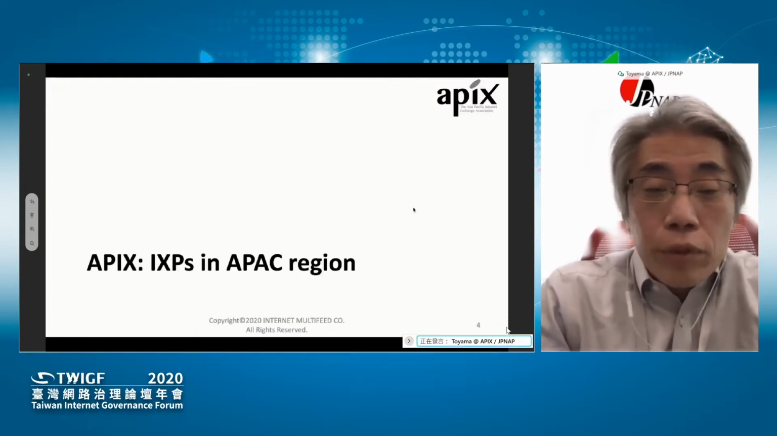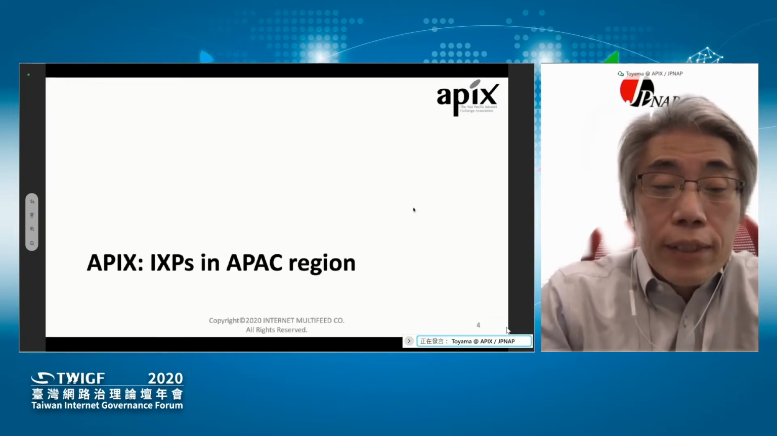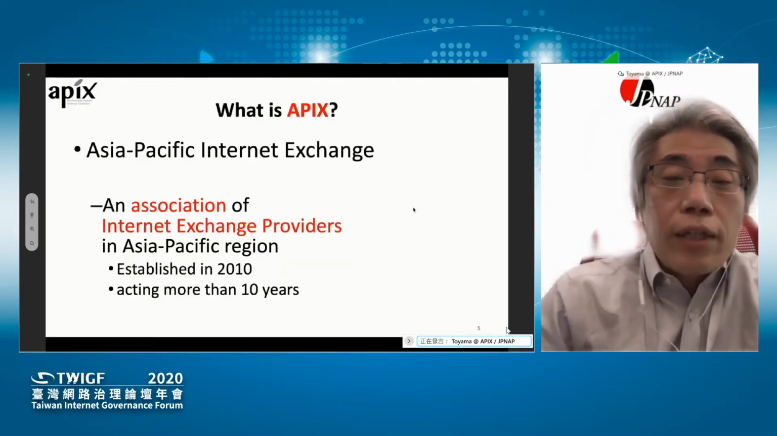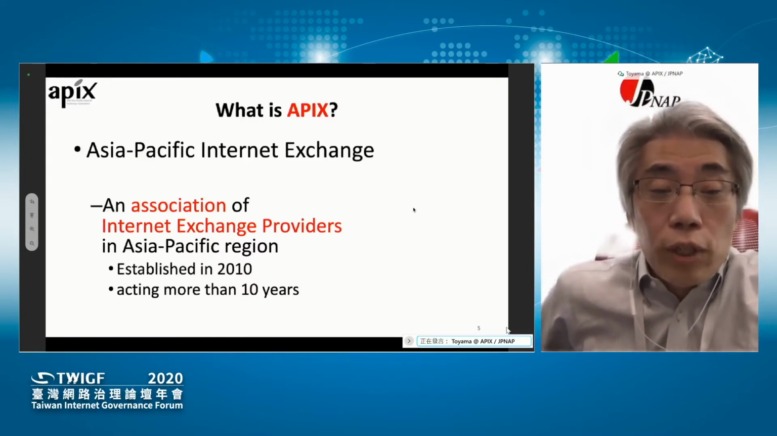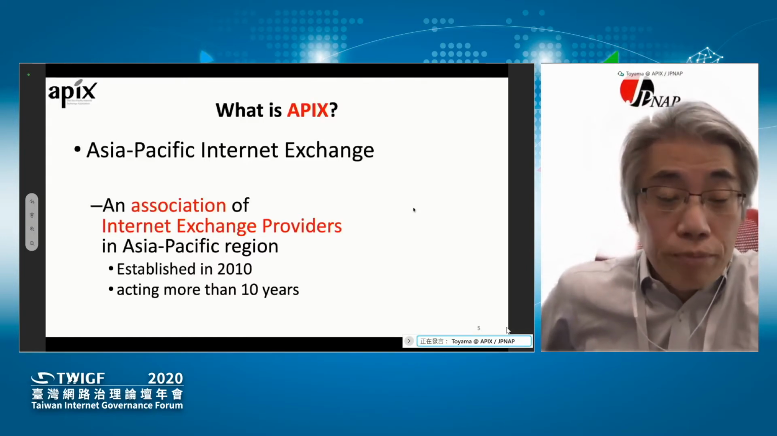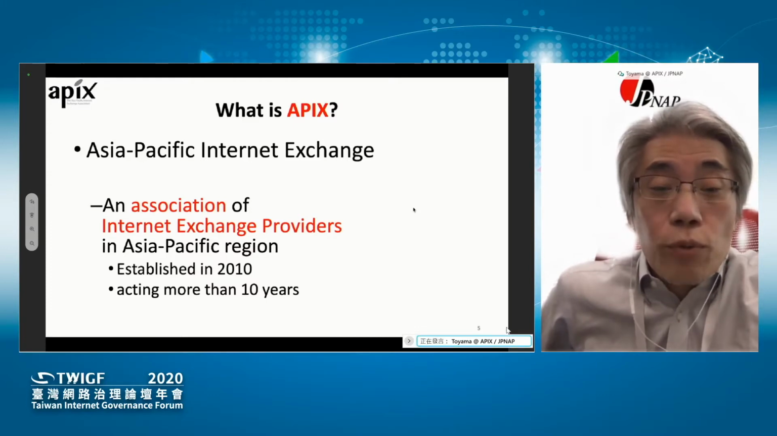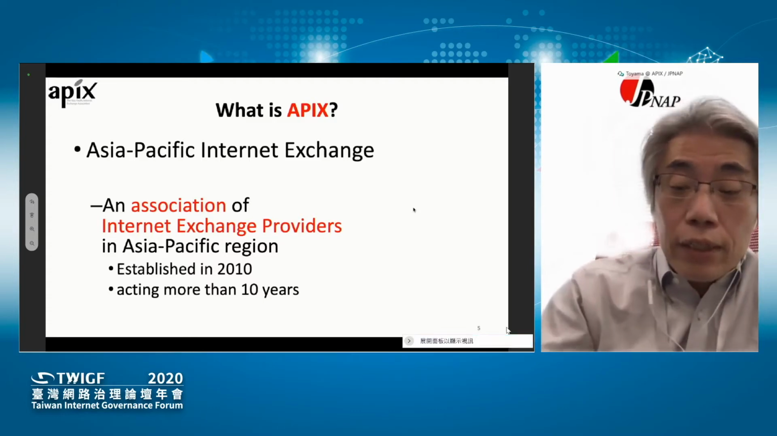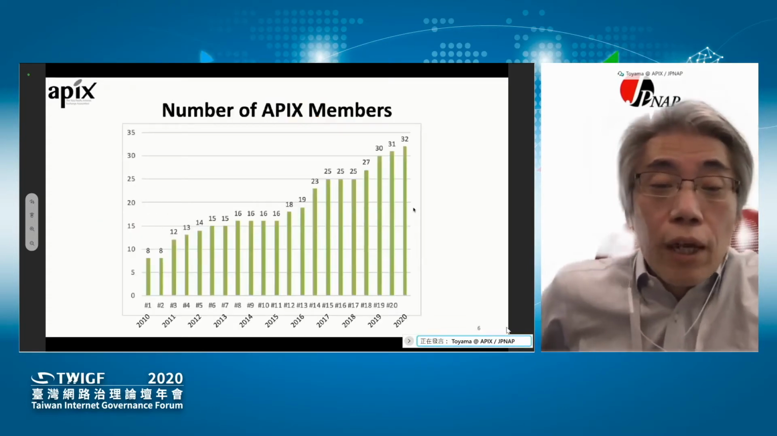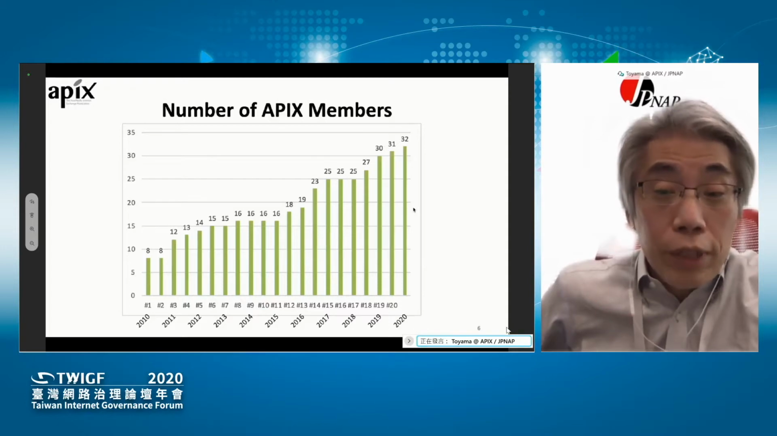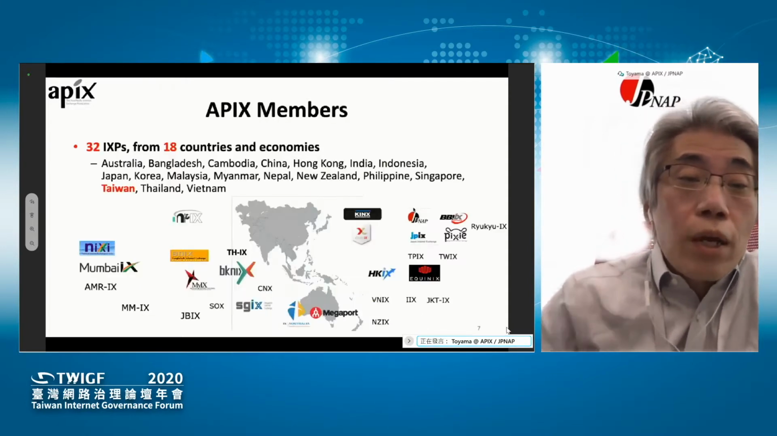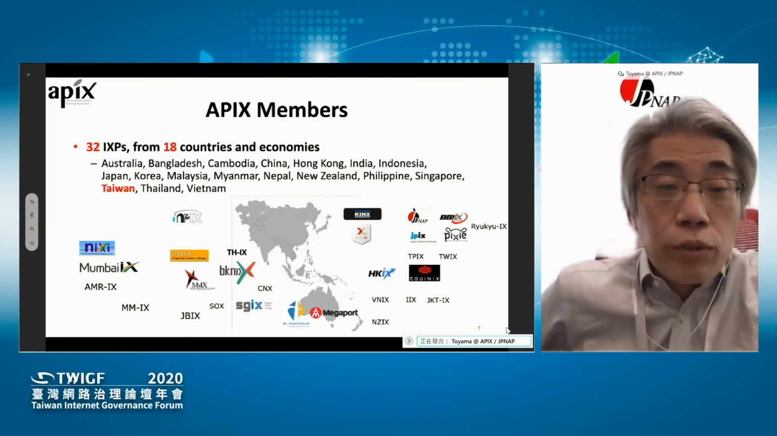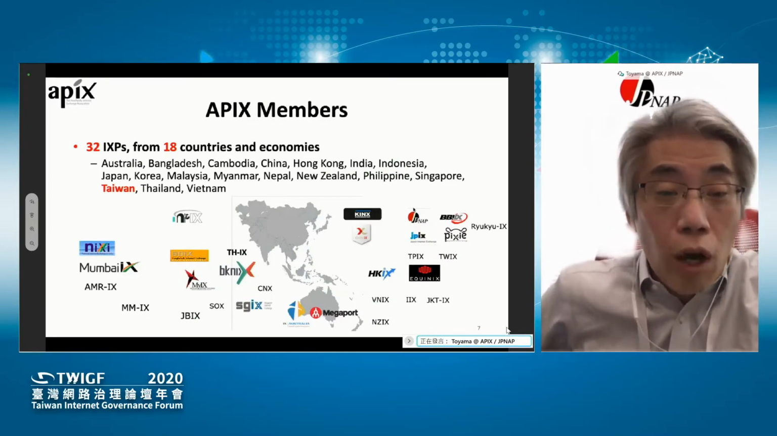I'll briefly introduce APIX. APIX is the Asia Pacific Internet Exchange Association, an association of IXPs in this region. It was established in 2010, so we have almost a 10-year history. From the beginning, the number of members has gradually increased, and currently we have 32 internet exchanges in the APAC region, from 18 countries and economies.